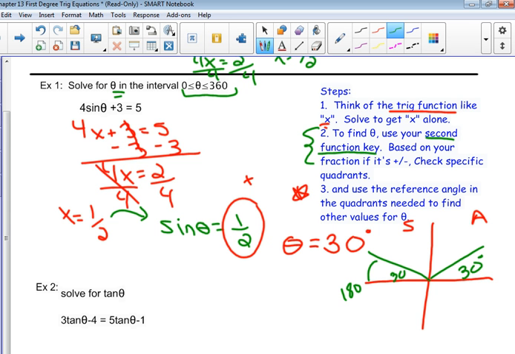150. Good job. Do you guys remember that going back? So if we took 180 minus 30, we would get 150. So these two are the possibilities that theta could actually be in here. Theta could be 30, or theta could also be 150 degrees. Both of those values would give me a 1/2. If you're not sure, we can check.